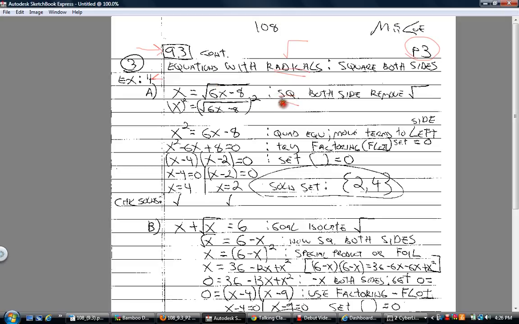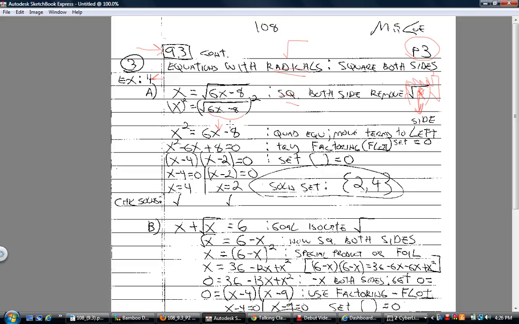Square it. So we square, because when you square, it negates the square root, and whatever is left underneath the radical, the radicand, drops down. So here we go. Take the left side, square it. What do you get? X squared. Take the right side, square it. What happens? The radicand drops down, and now you've got x squared equals 6x minus 8.